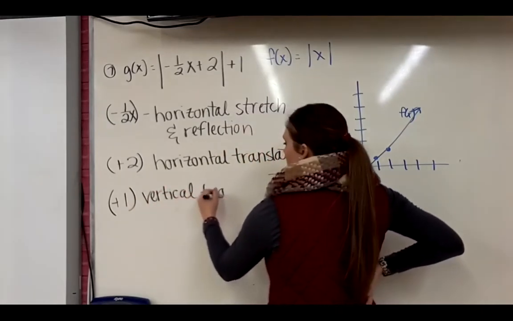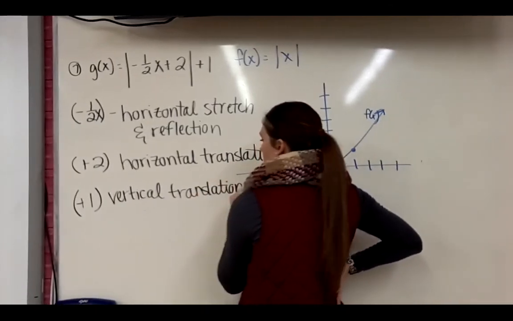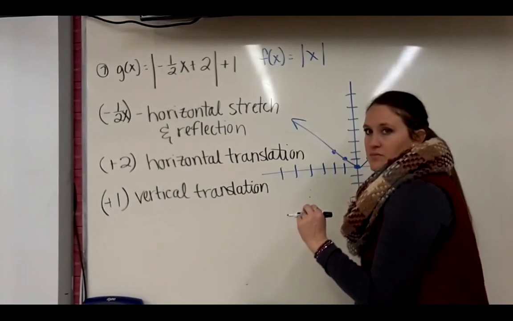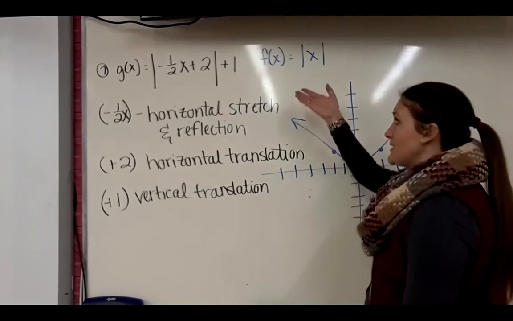This is what it means by describe it. We're telling all the individual transformations. Okay, so now we can graph it. We're going to make a table with some data.